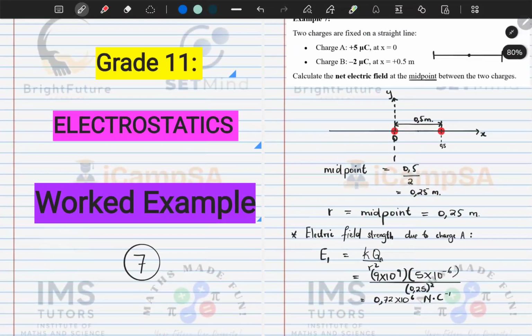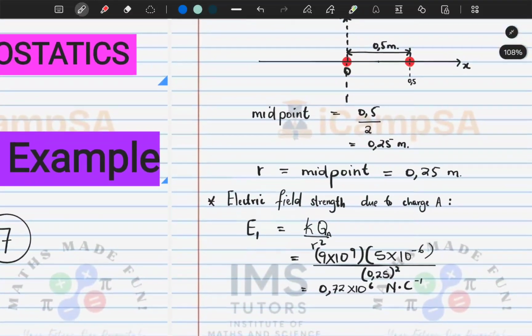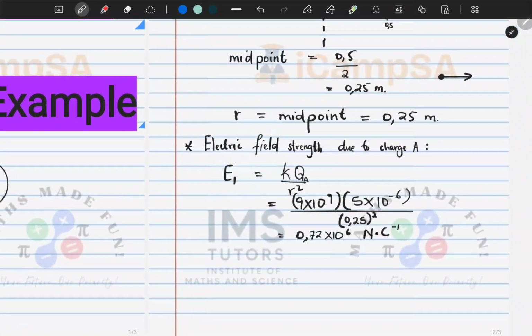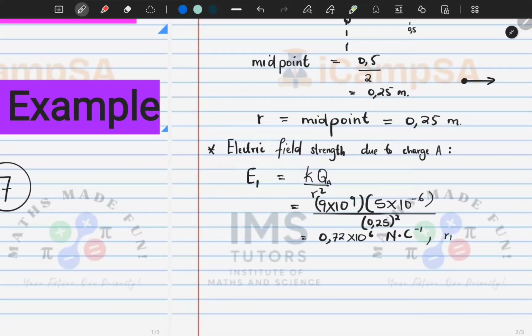If I place a positive test charge at the midpoint, relative to charge A, where would it go? It would be repelled to the right, because charge A is positive, so it would be repelled to the right. So therefore, I can say right.